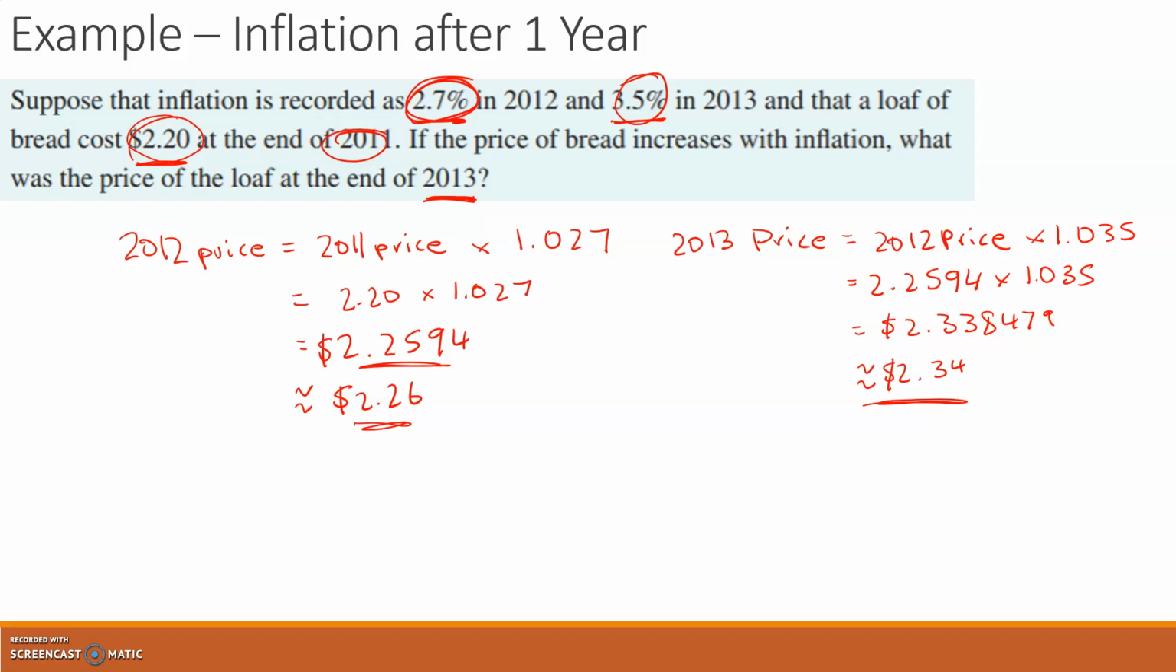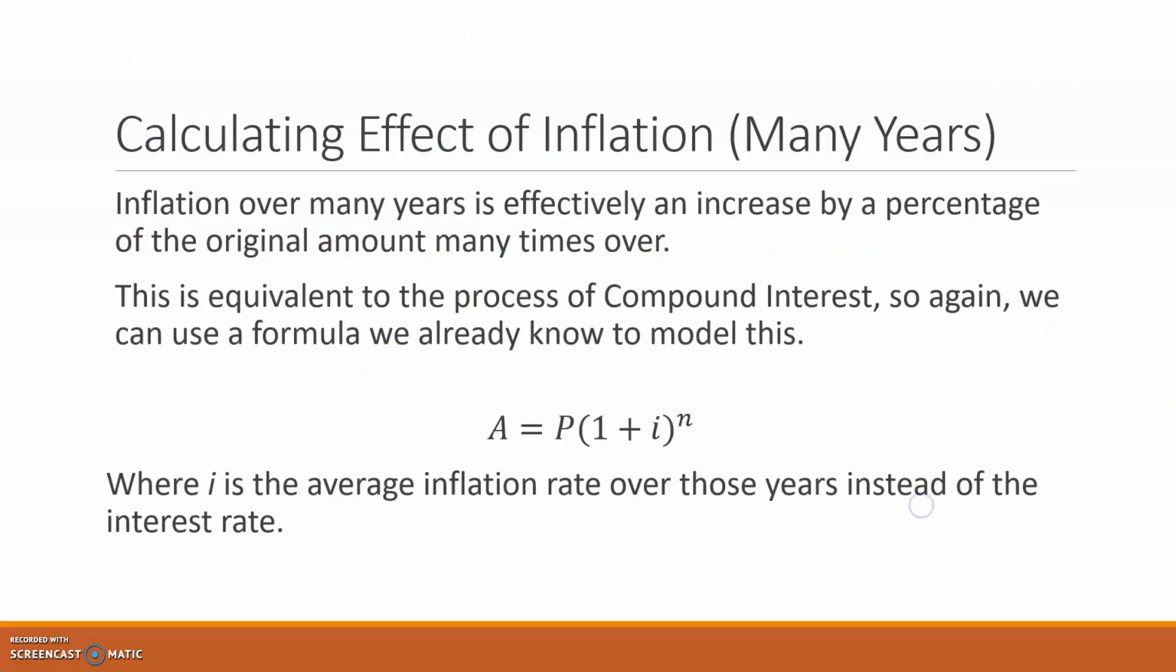So in just 2 years, the price increased by 14 cents. So you can imagine what might happen over 50 years, for example. It'll be a lot larger. Alrighty, now that was just 1 year at a time. There's actually a much faster way to do it if we want to work out multiple years in the future, like 50 or 100 even.